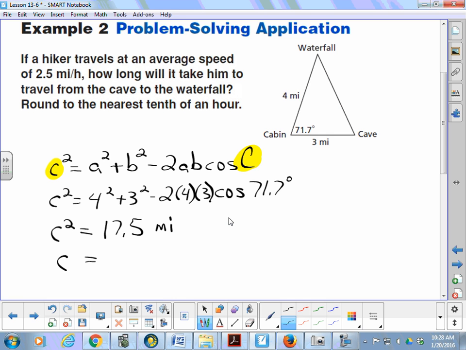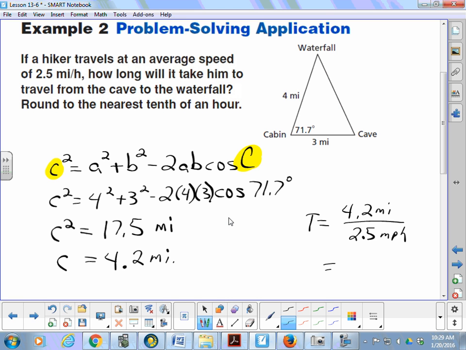So the distance from the cave to the waterfall is 4.2 miles. Okay. All right. Does that answer the question? No, because they want to know how long it will take him to travel from the cave to the waterfall. So what do I need to do with this number? Okay, so our time would be 4.2 miles divided by 2.5 miles per hour.